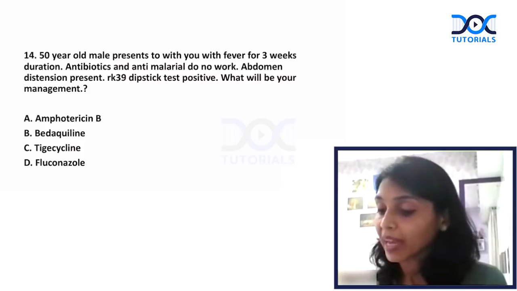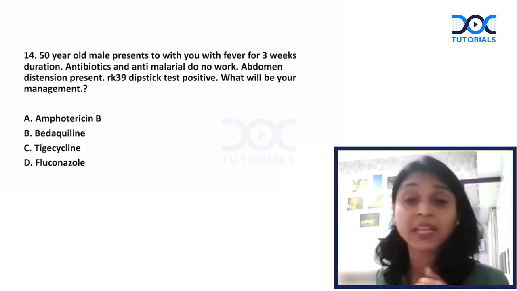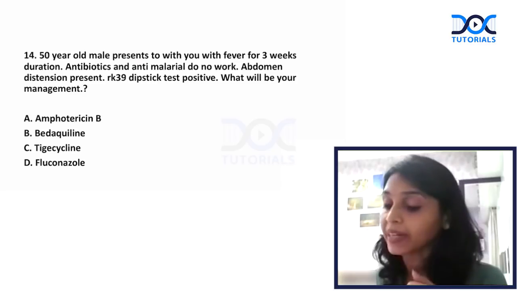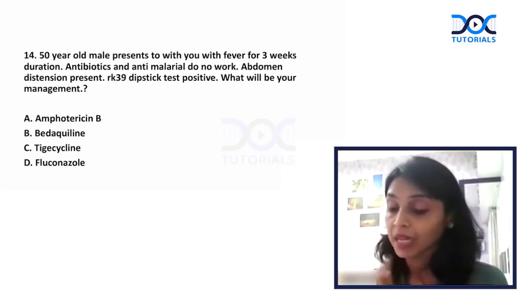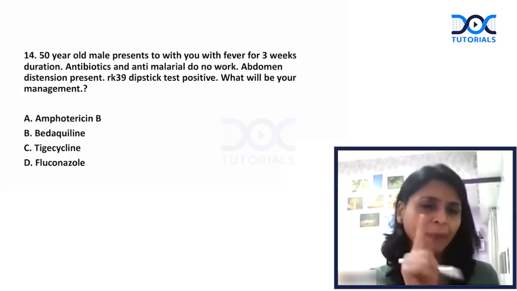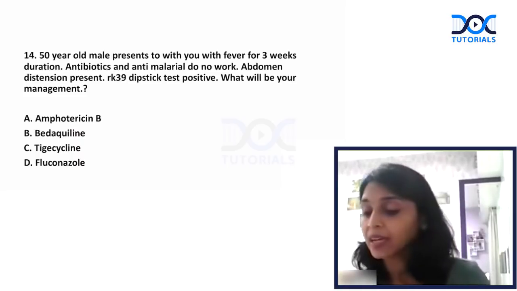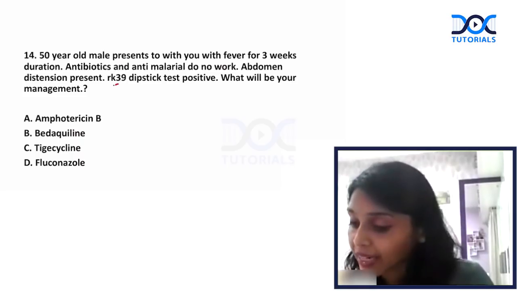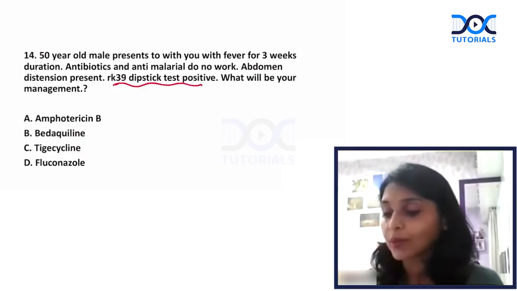A 50-year-old male presents to you with fever for 3 weeks duration. Antibiotics and antimalarials did not work. Abdominal distension is present. That means the patient has hepatosplenomegaly. Keep that in your mind. Then RK39 dipstick test is positive. What will be your management?